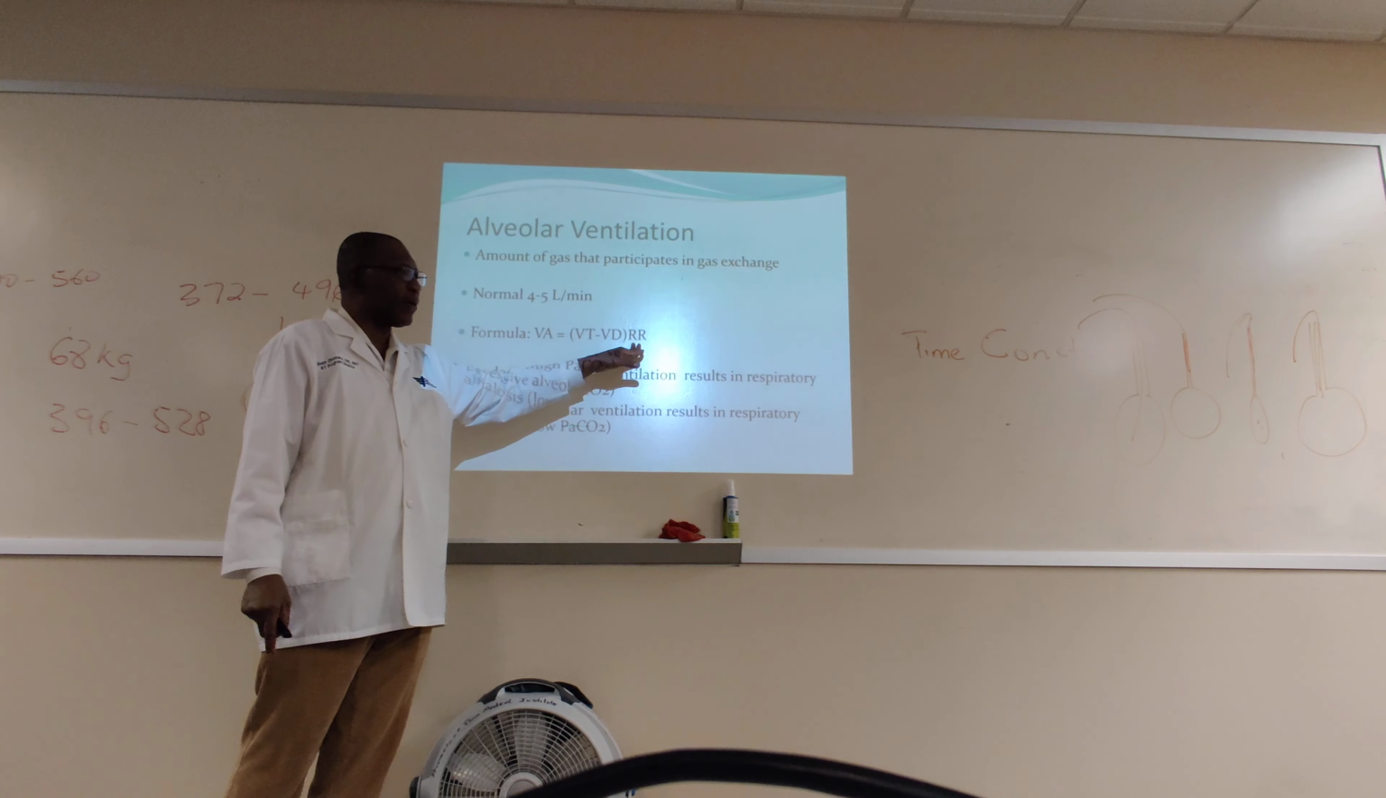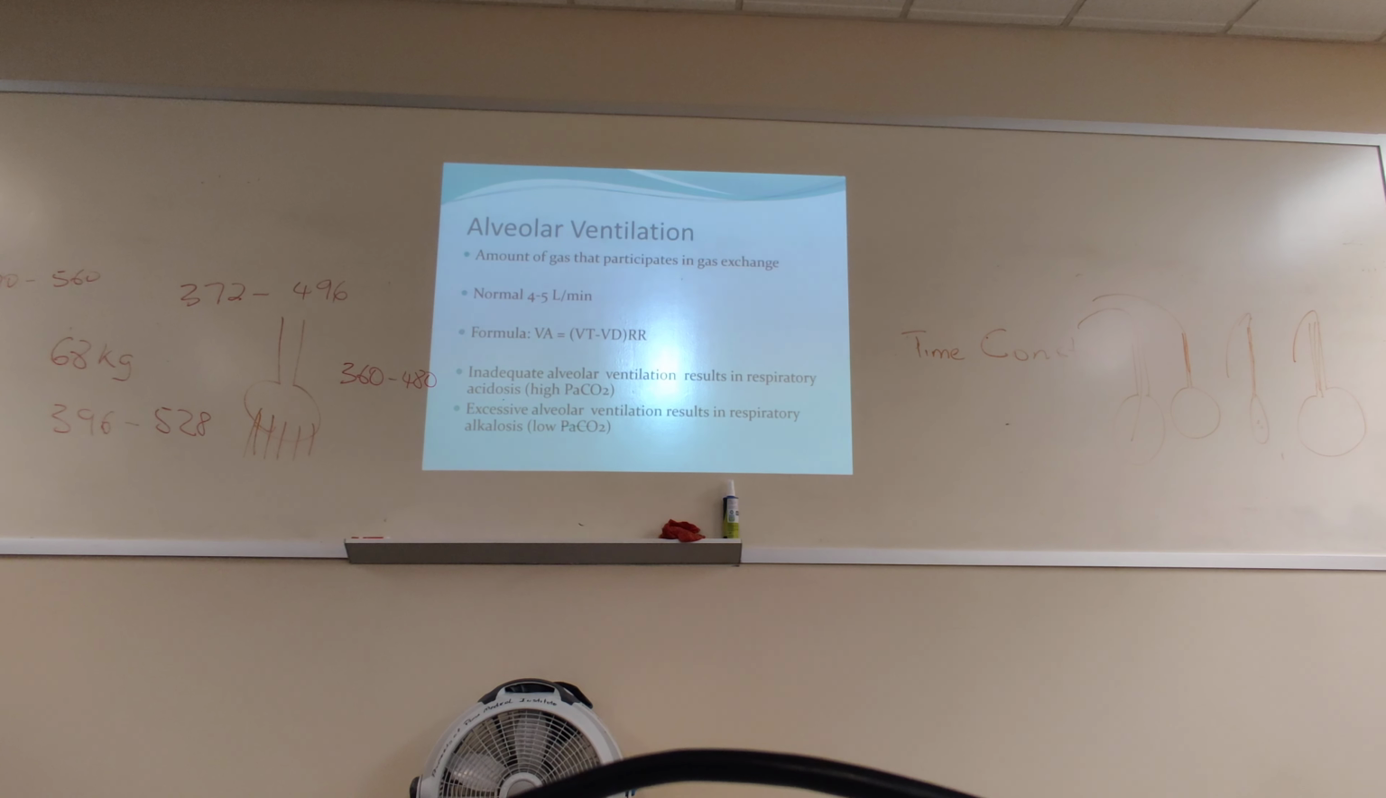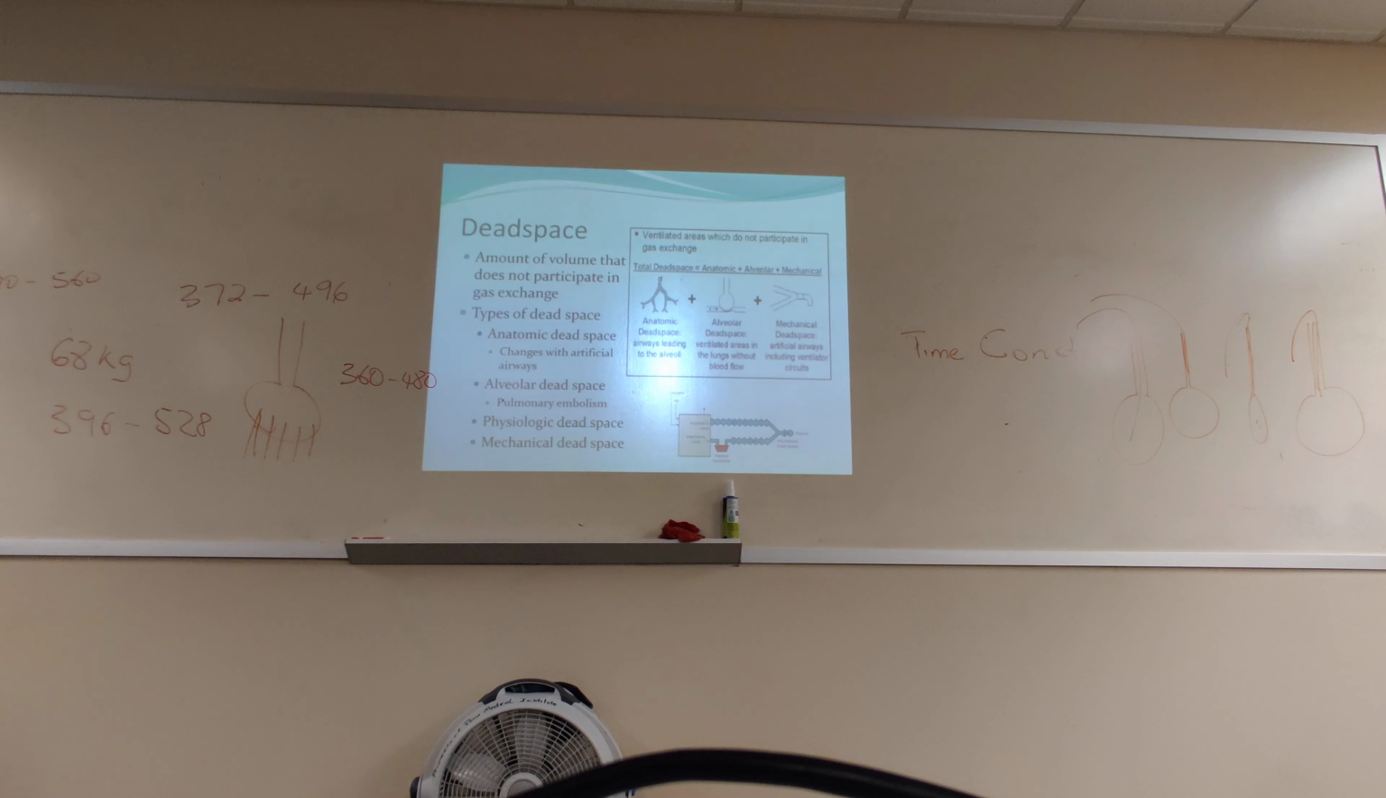All right, let's keep on going here. Adequate alveolar ventilation results in normal pH, inadequate alveolar ventilation results in respiratory acidosis. Excessive alveolar ventilation results in respiratory alkalosis. So we went through our dead space here. I'm not going to go through it again.